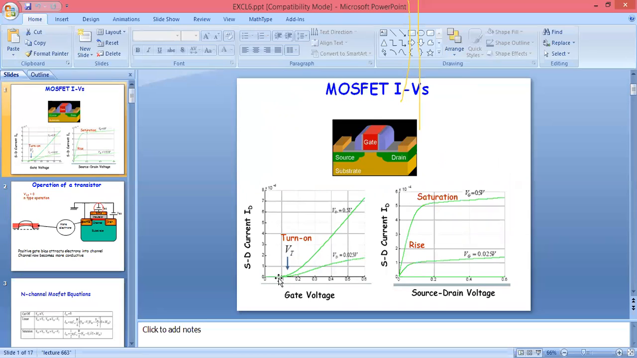This region of voltage, we are calling the cut-off region, because here we are not getting any value of output current.